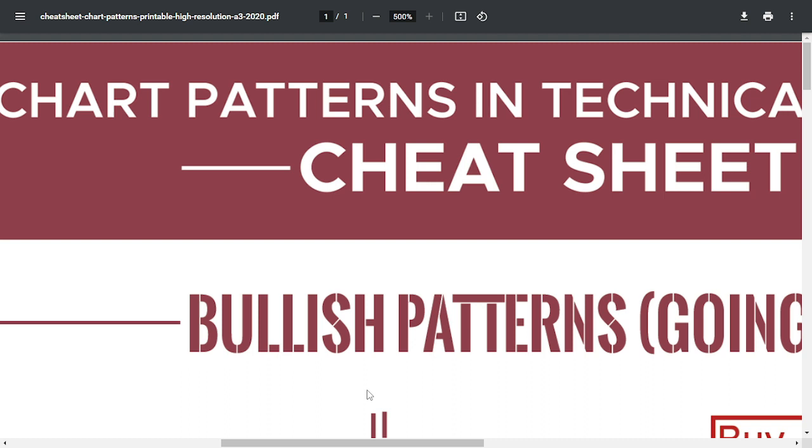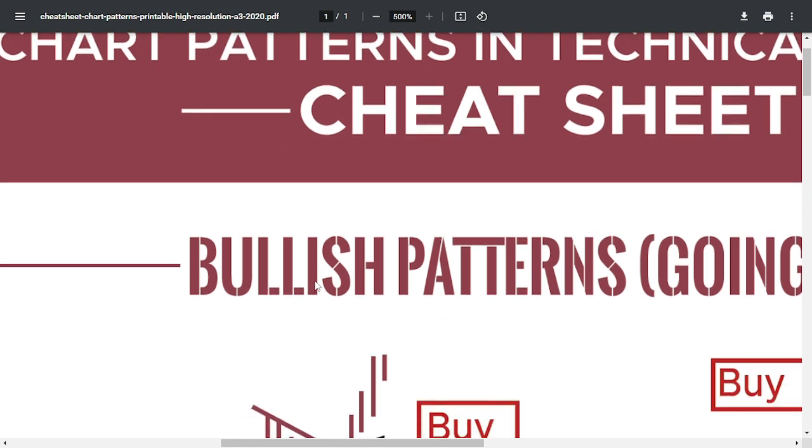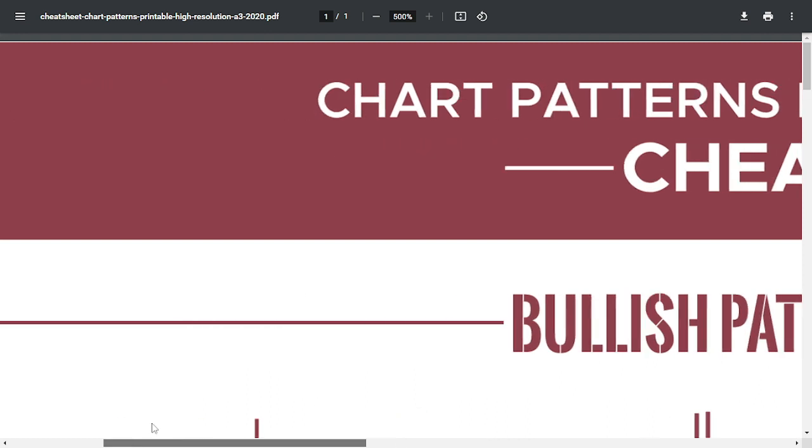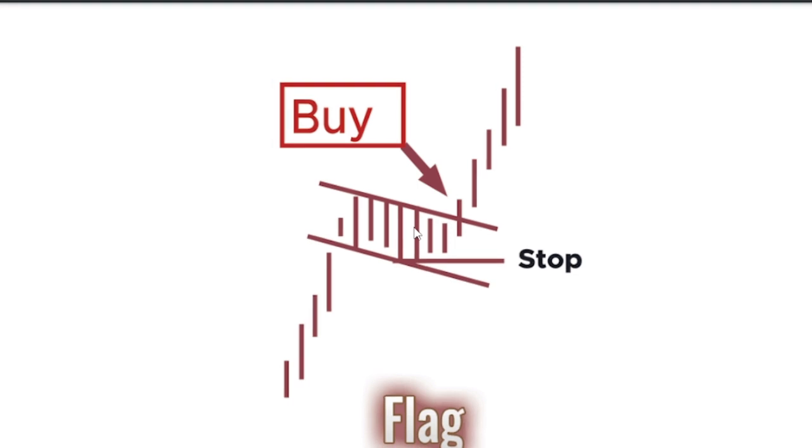So let's get started with the chart patterns that can actually help you in the forex market. Okay, so we're going to begin with the bullish patterns, then we'll go with the bearish ones. And our first pattern is the flag pattern. So this is how the flag pattern looks.